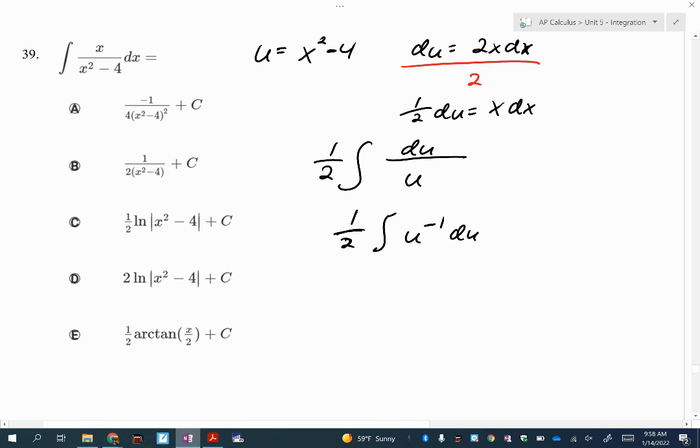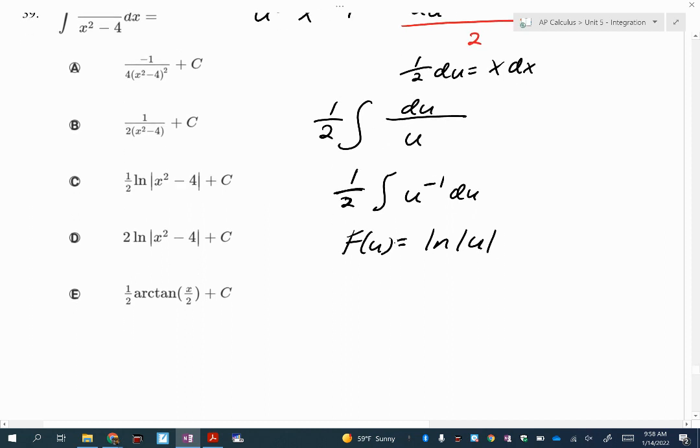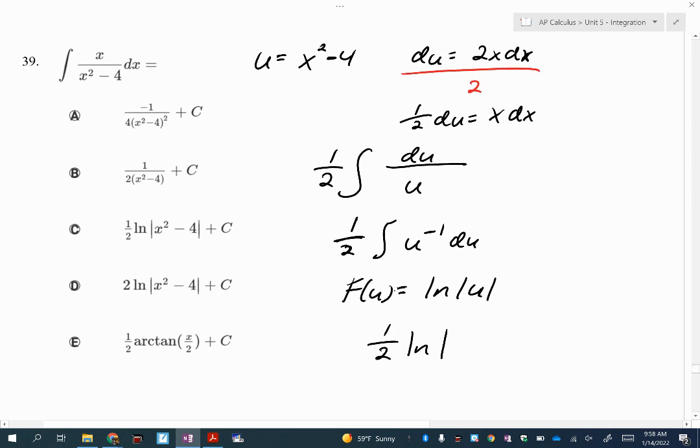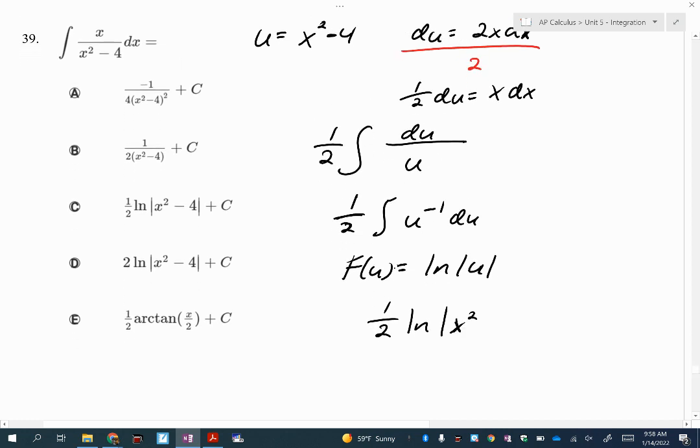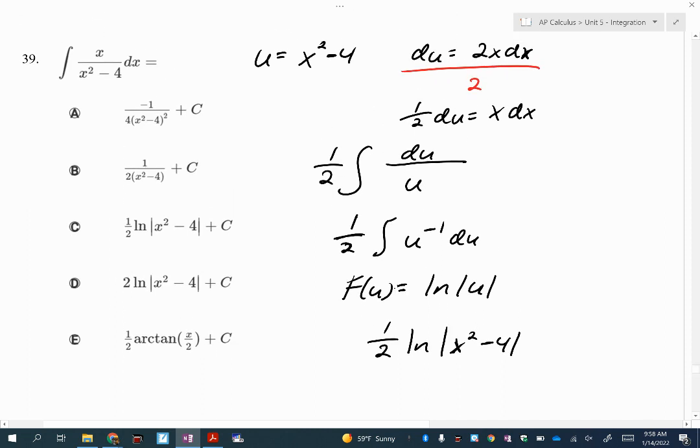So since this just says u, the antiderivative is going to be the natural log of the absolute value of u. Okay? Now, I have that 1/2 in front, so that's going to come down, and I'm going to replace my u with x squared minus 4. So this is what I'm looking for in my answer. So that looks like it's going to be C.